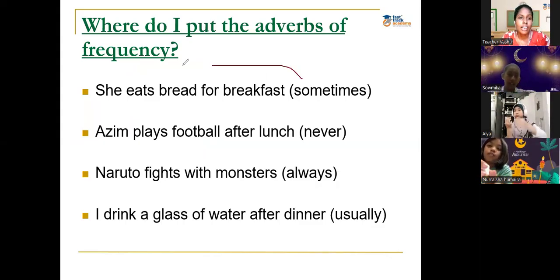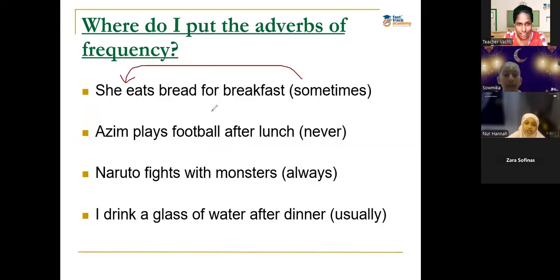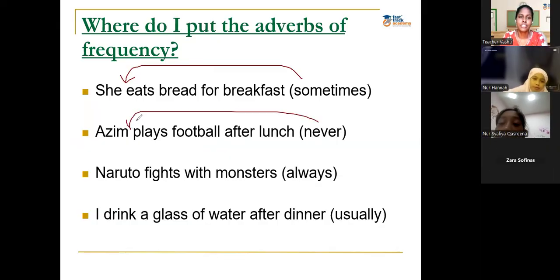Before? He sometimes eats. Okay, good. She sometimes eats bread. How about the next one? Azim plays football after lunch. Where do I put Azim never? Azim never plays football after lunch. Very good. Azim never plays football.